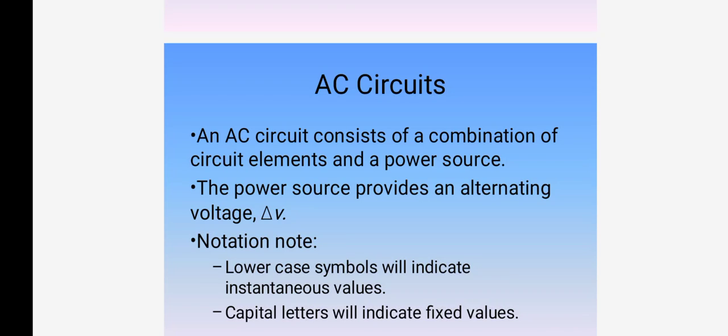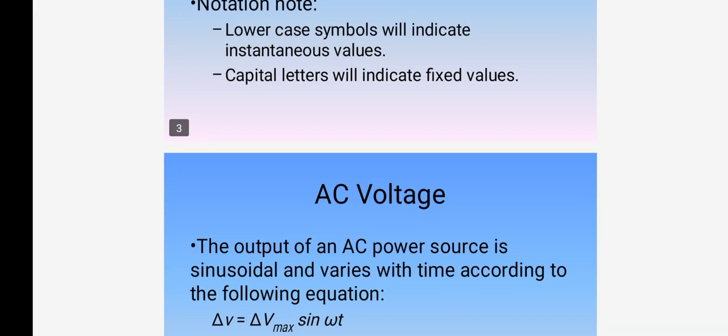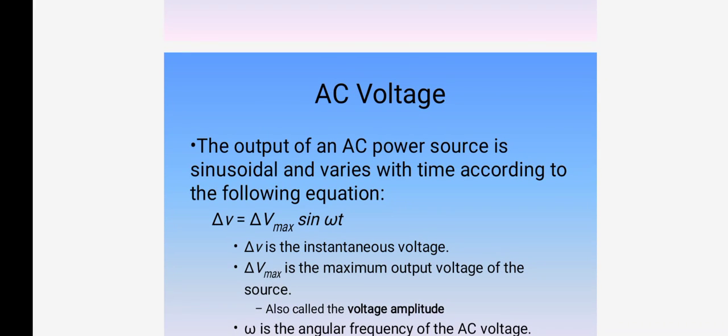The power source provides an alternating voltage, delta v. The lowercase symbol indicates the instantaneous value, while capital letters indicate the fixed value. The output of the AC power source is sinusoidal and varies with time according to the following equation: delta v equals delta v maximum sin omega t.